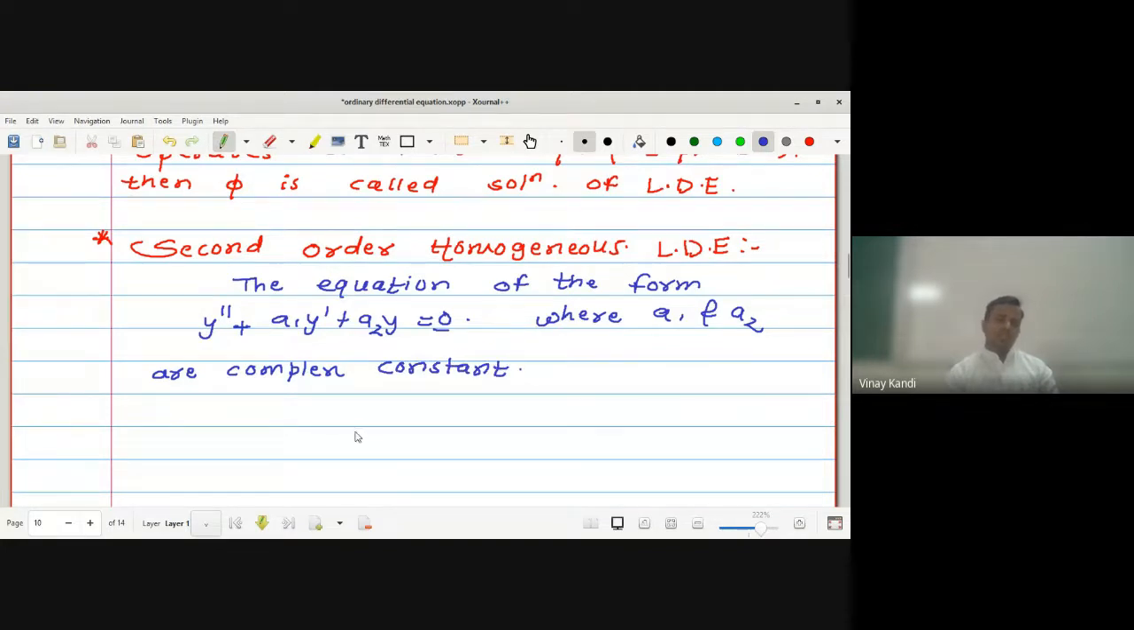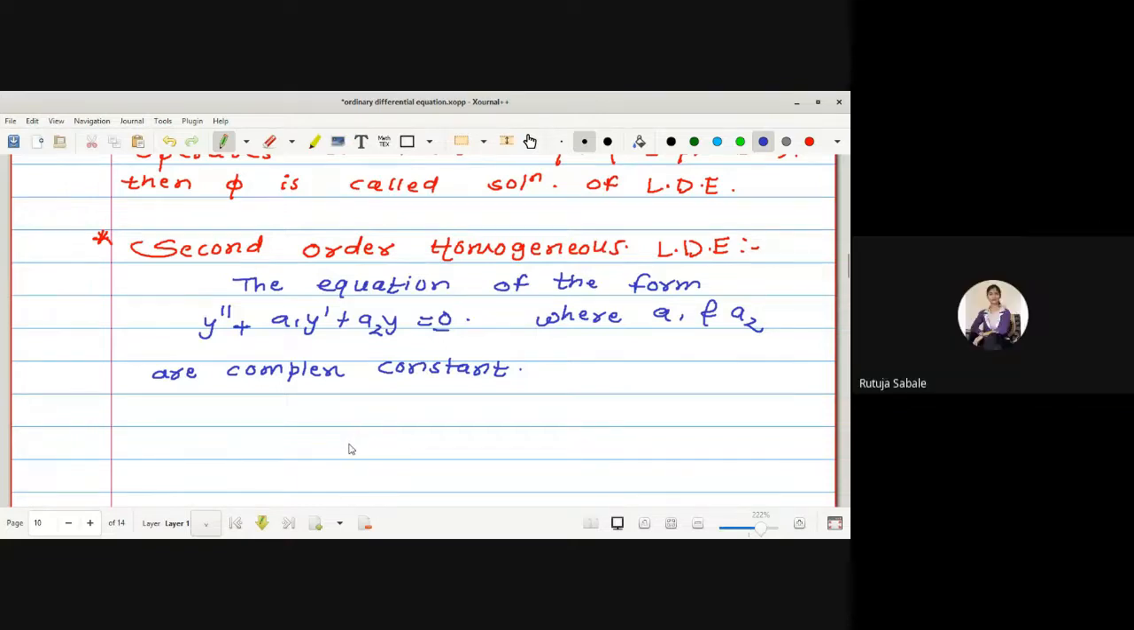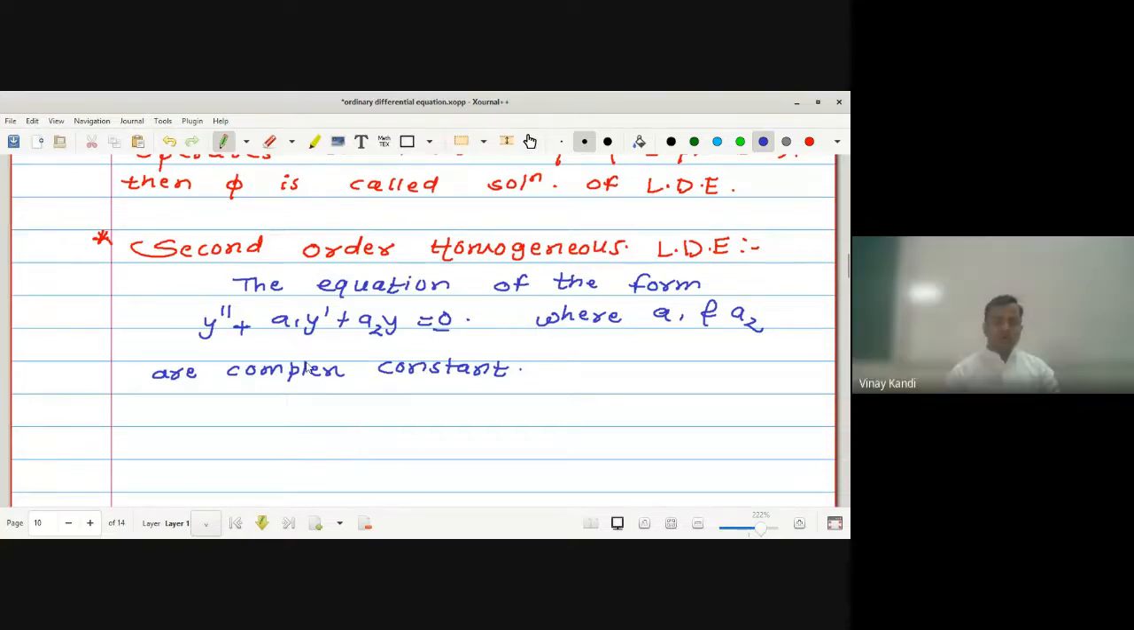Are they real numbers or complex? Yes, sir. Complex means a1 and a2 can be of the form a plus ib. Yes, sir. Okay, they can be real or complex.